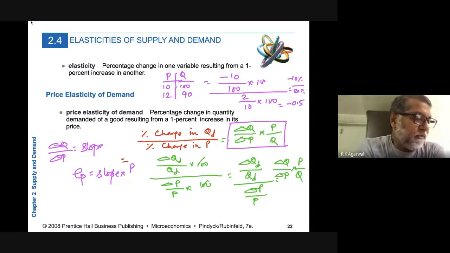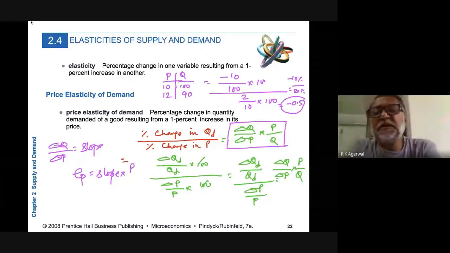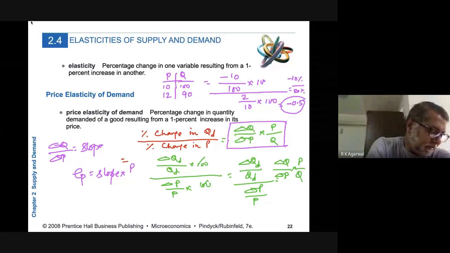Now, if we have to interpret this number, that is minus 0.5, how will we interpret it? What is the interpretation of 0.5? And what if it was 1.0 instead of 0.5? Or what if it was 1.5 instead of 0.5? So this is the interpretation. If price goes up by 10%, demand will fall by 5%. This is the interpretation of the elasticity value equal to 0.5.